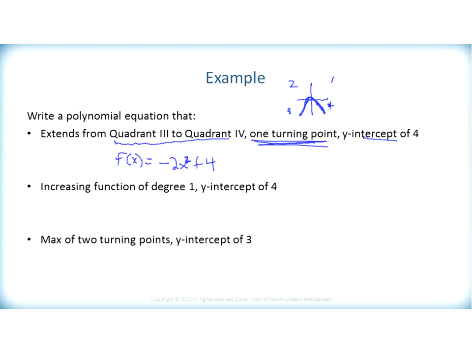So that is one example. Of course, there are many examples as long as you have a negative leading coefficient to satisfy this part, and the y-intercept of 4.